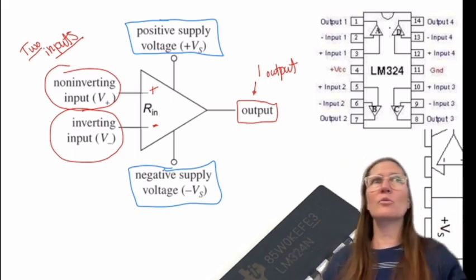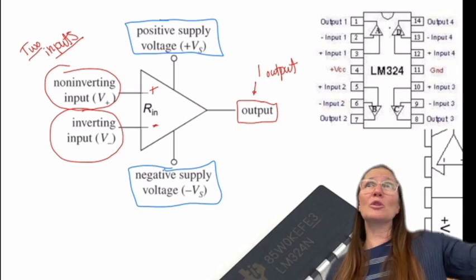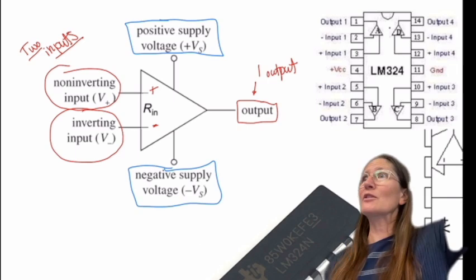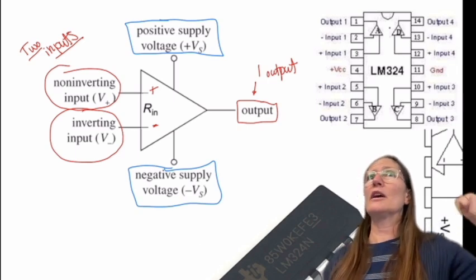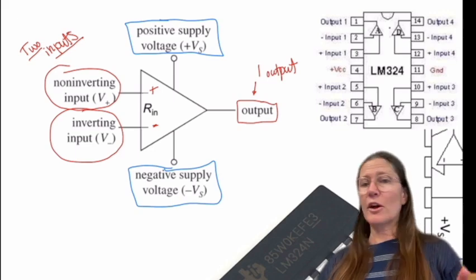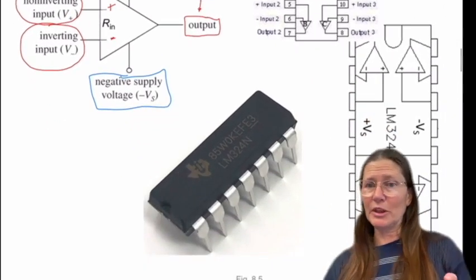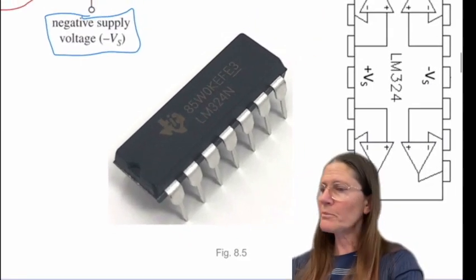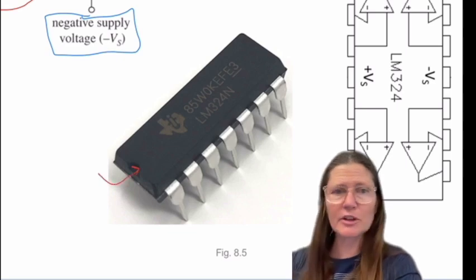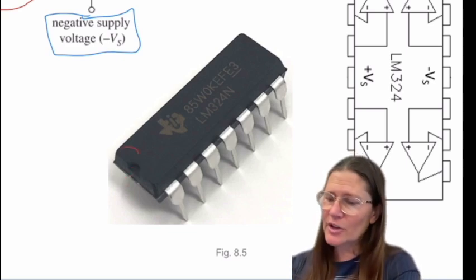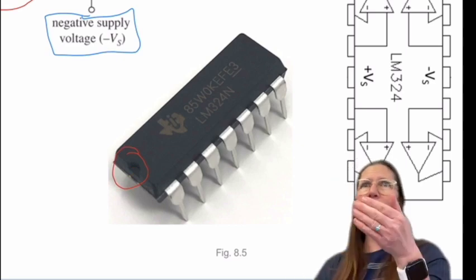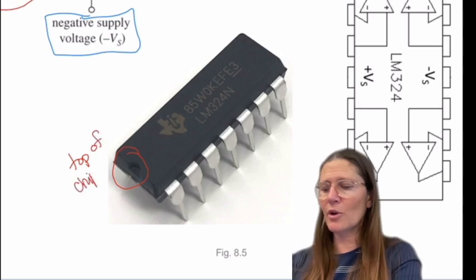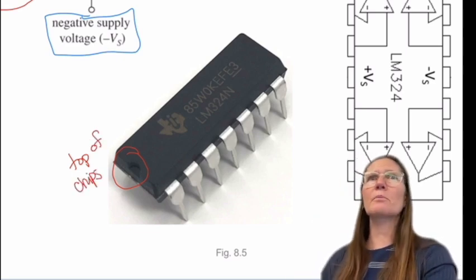All right, questions on what the symbol looks like? You don't need to know internally what's going on. We're going to talk about externally, if this is in a circuit, what do we do? The other thing is that you're going to build with these. In the lab, you're going to have these chips. How you interpret the chip is that there's going to be a notch at the top of it, and this will be the top of the chip. This is how you know the orientation of the chip.